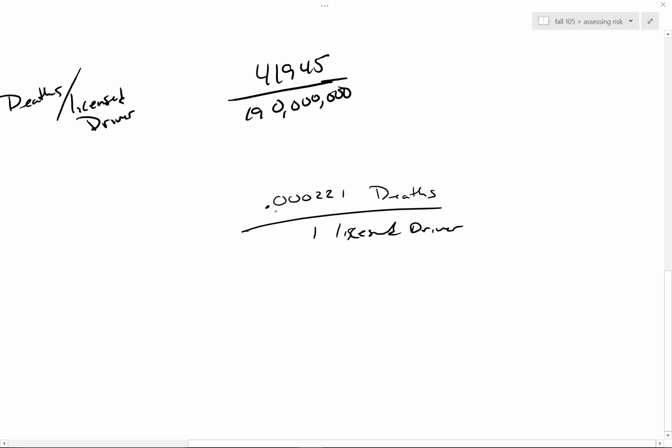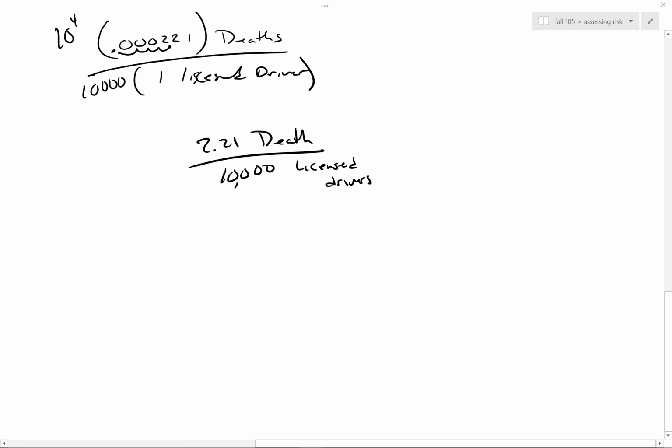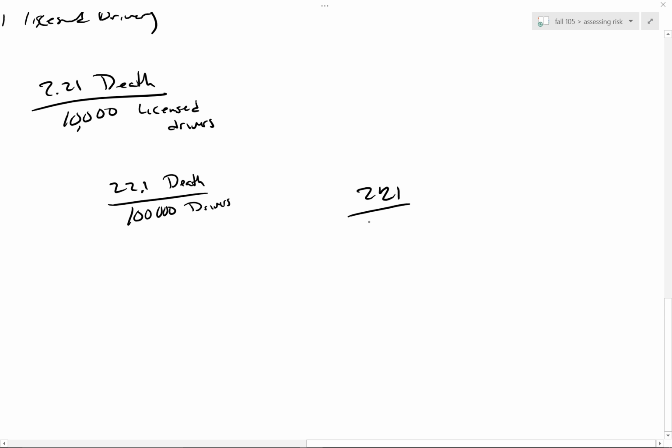Well, that didn't really make any sense to me, so I'm going to kick it over 1, 2, 3, 4 places. So I'm going to multiply by 10 to the 4th, which is 10,000. In other words, I'm going to have 2.21 deaths per 10,000 licensed drivers. Now, a person could argue and say, well, could you make it per 100,000? I'm sure you could. So it's going to be 22.1 deaths per 100,000 drivers. Or 221 per 1,000,000 licensed drivers, right? So all we're doing is just changing what our denominator looks like. It's pretty easy to do in that regard.